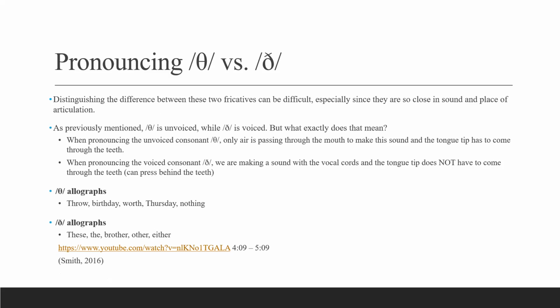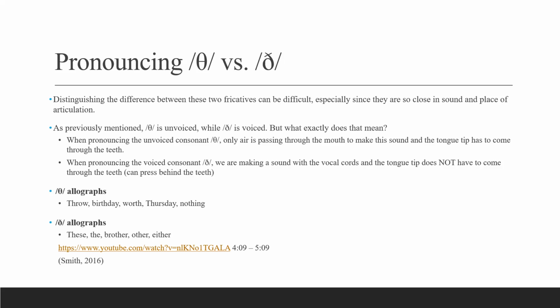As previously mentioned, th is unvoiced, while v is voiced, but what does that mean? When pronouncing the unvoiced consonant, th, only air is passing through the mouth to make this sound, and the tongue tip has to come through the teeth. When pronouncing the voiced consonant, v, we are making a sound with the vocal cords, and the tongue tip does not have to come through the teeth, and it can press behind the teeth.